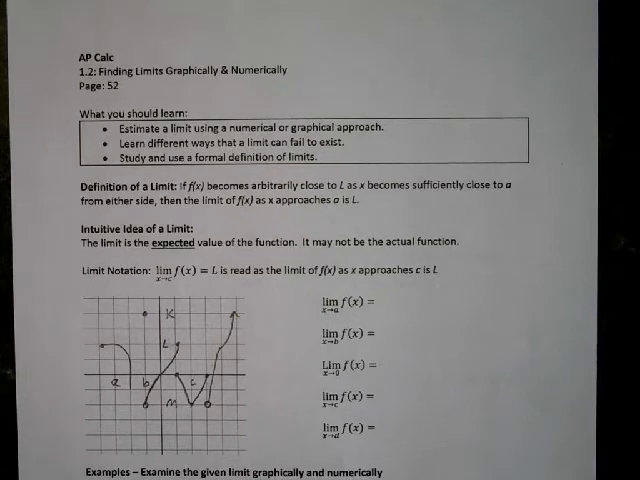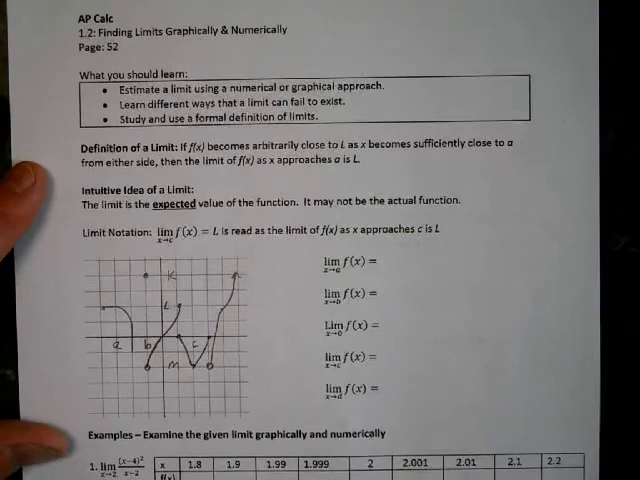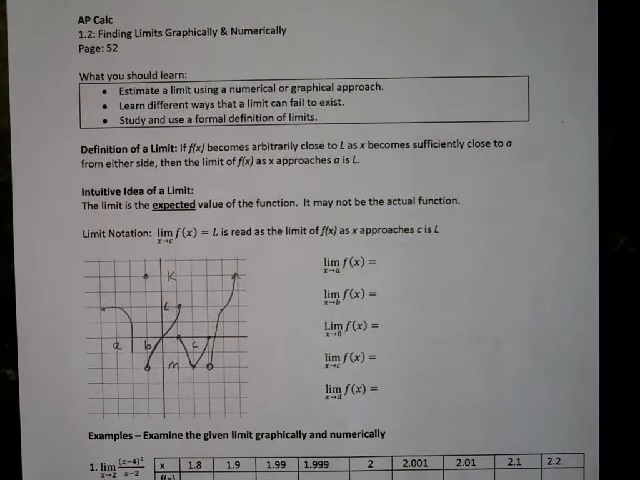Now here's the definition of a limit. If f of x becomes arbitrarily close to L as x becomes sufficiently close to a from either side, then the limit of f of x as x approaches a is L. Now I'll get into what all that means here in just a minute.